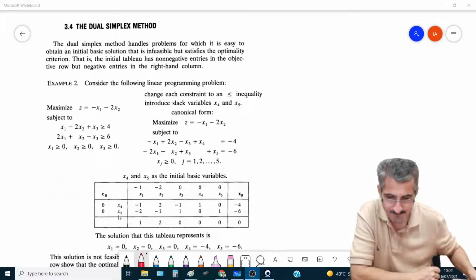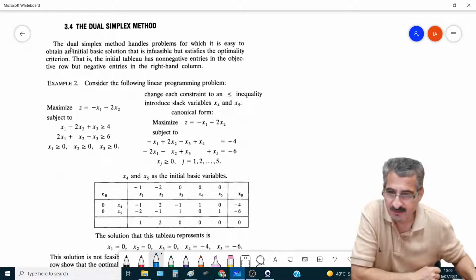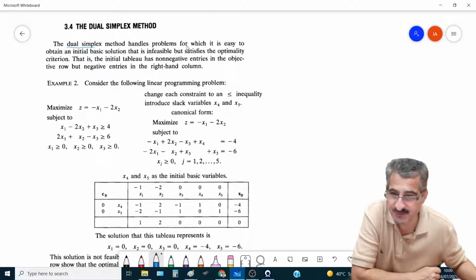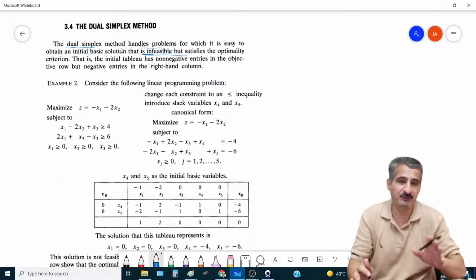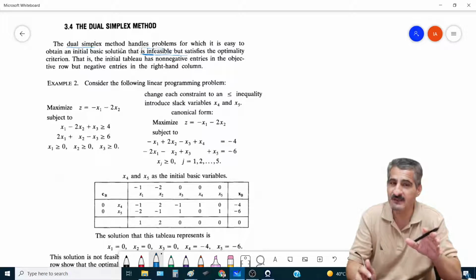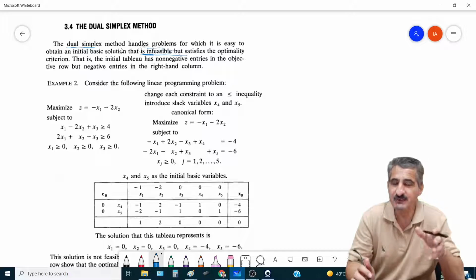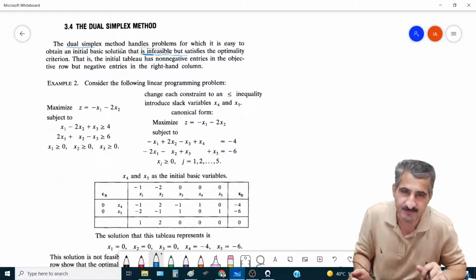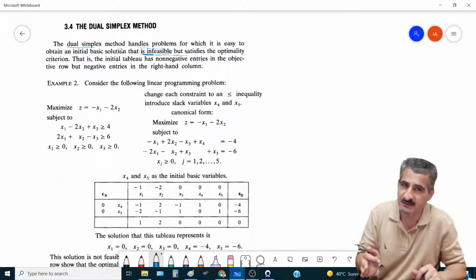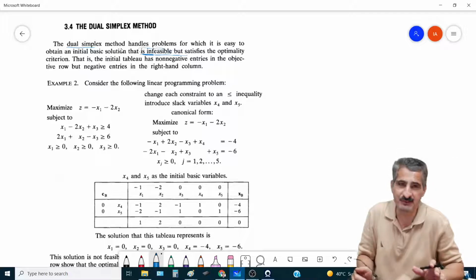So, okay, the dual simplex method handles a problem for which it is easy to obtain an initial basic solution that is infeasible. This is the idea. Whenever you have a linear programming problem and you have a solution to it, but the solution is infeasible, and it is easy to get infeasible solutions for the problem, in such a case we will use the dual simplex method.